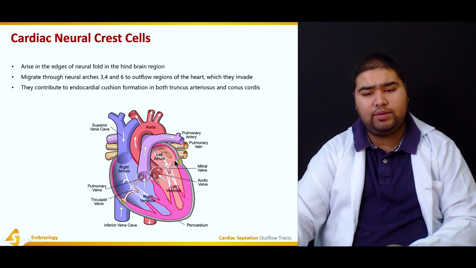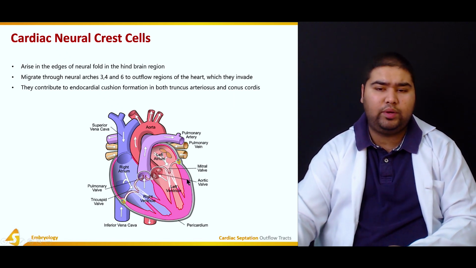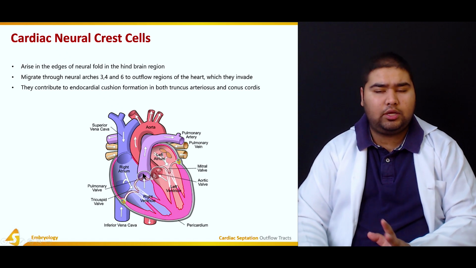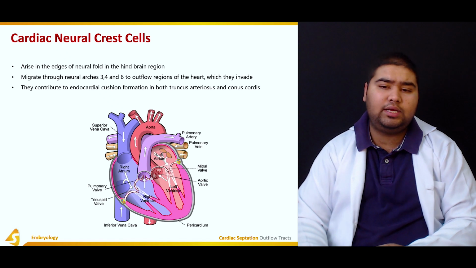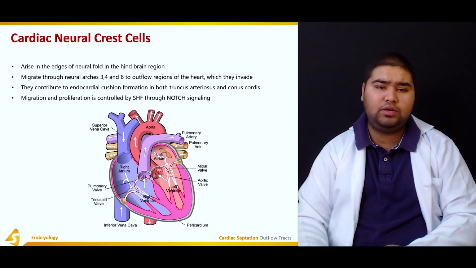Endocardial cushions were formed in the central AV canal region. Two were on the sides, the lateral ones, and one dorsal and one ventral. So they contribute to the formation of endocardial cushions in both the truncus arteriosus and the conus cordis.